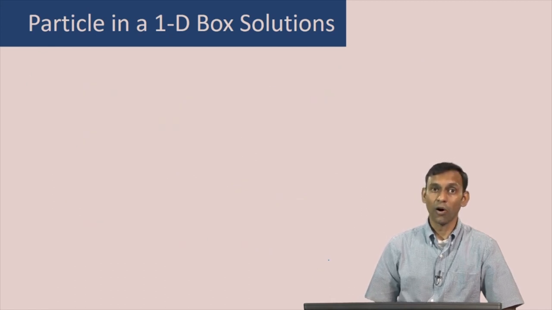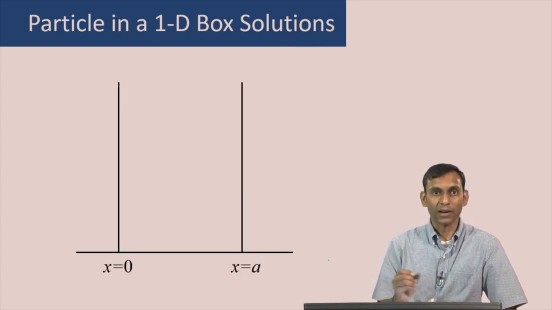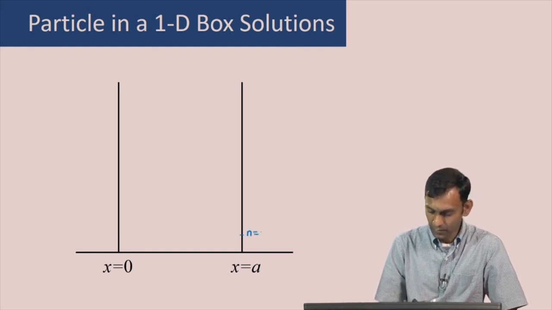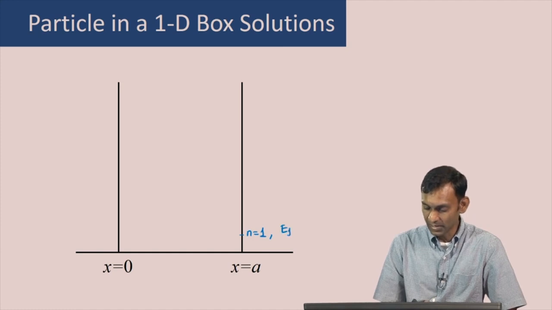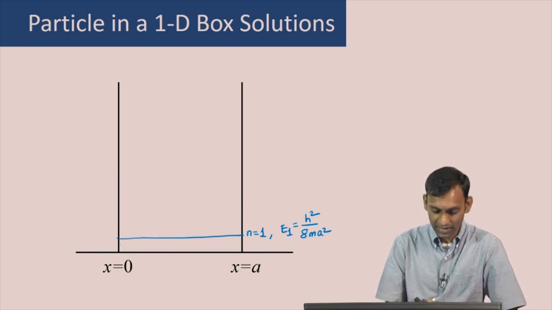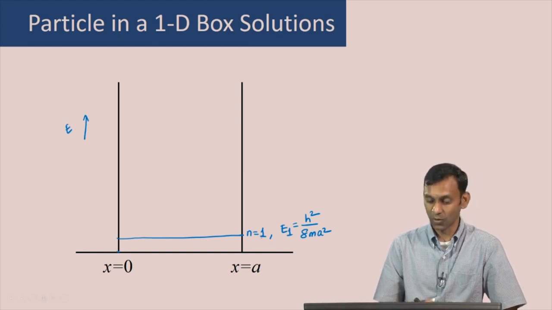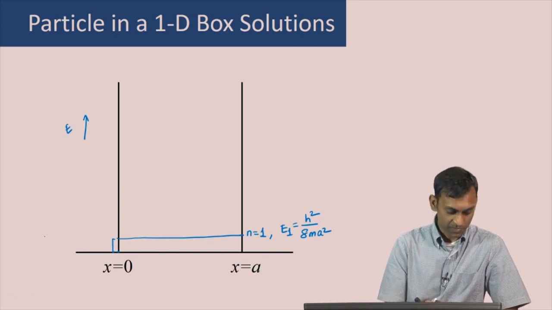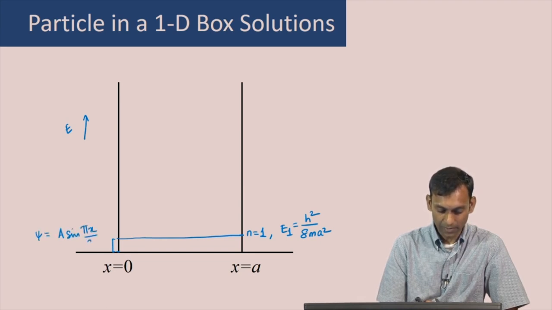Let us now examine the form of the eigenfunctions of the particle in a box and the corresponding energies. So, here is the particle in a box, and the lowest energy corresponds to n is equal to 1, which is E is equal to E1 is equal to h squared over 8 m a squared. And if we put the energy level here, note that this is the energy axis, and we are not putting the energy equal to 0, because even for the lowest quantum number n is equal to 1, the energy has a finite value here.